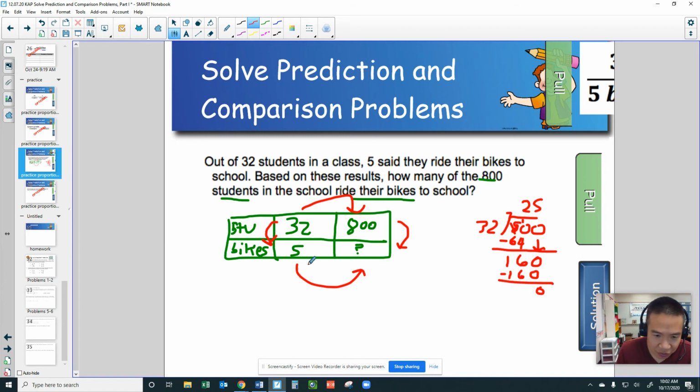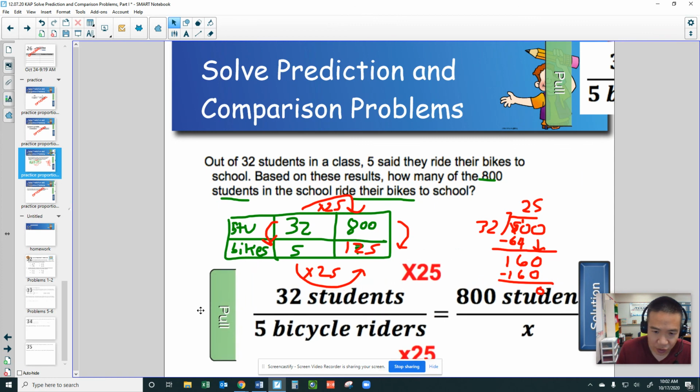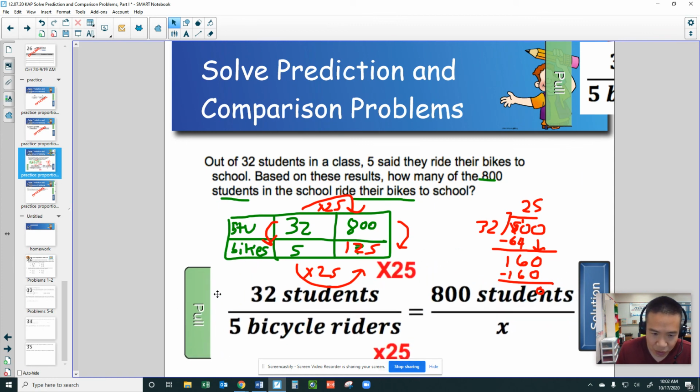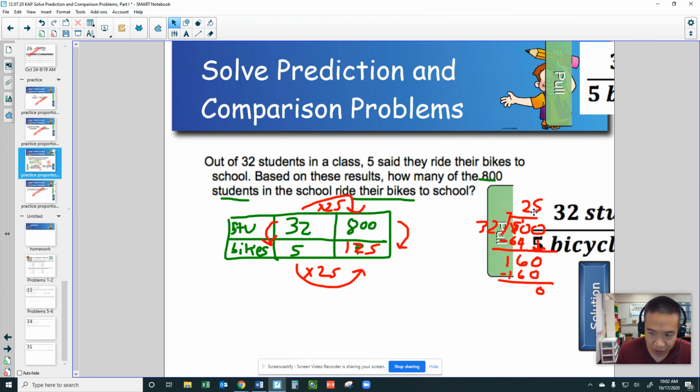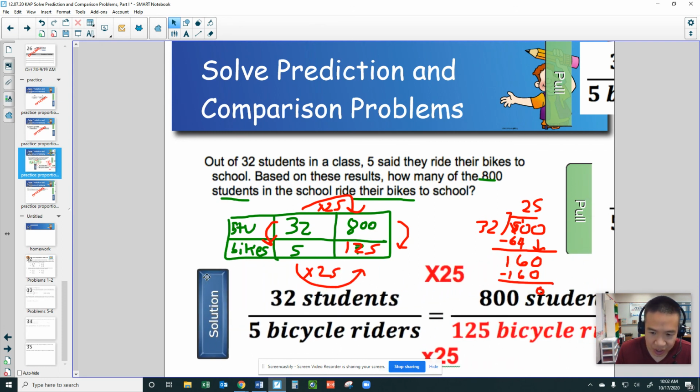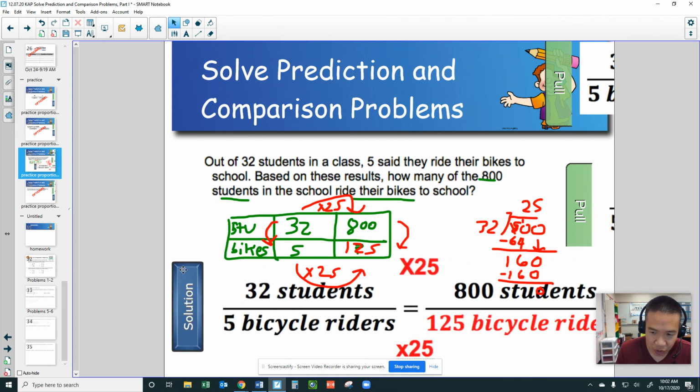So the scale factor we are multiplying by is 25. So what is 5 groups of 25? 25, 50, 75, 100, 125. And that is our answer. Here's another way to see it. Using proportion, same thing. I multiply by the scale factor of 25. And so the solution, the answer is 125 bicycle riders.